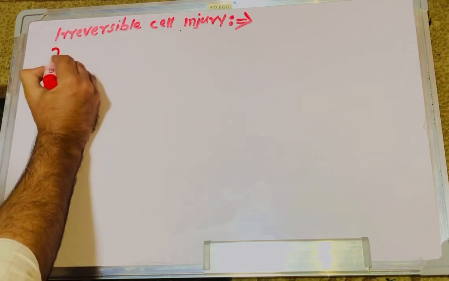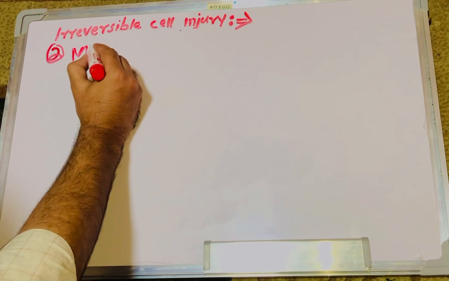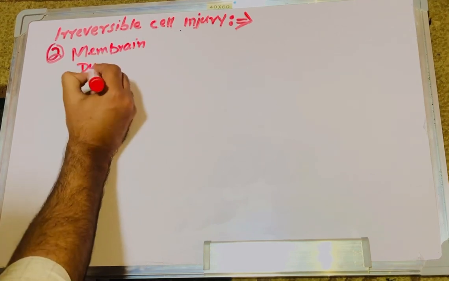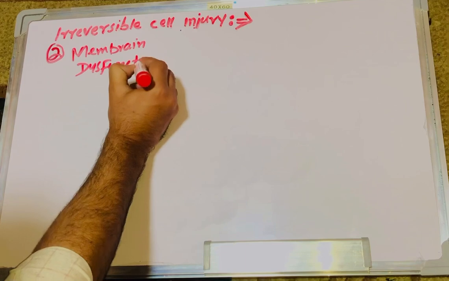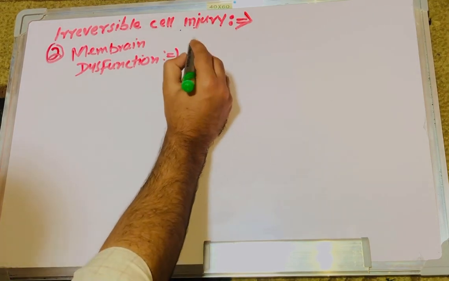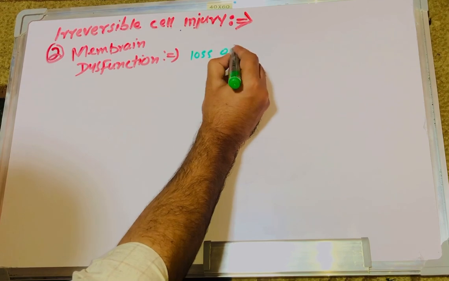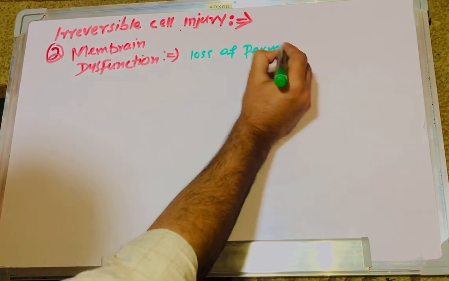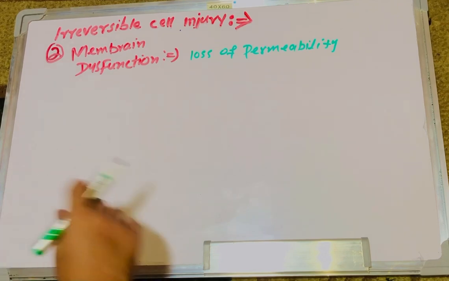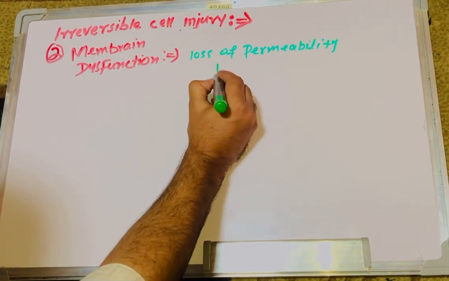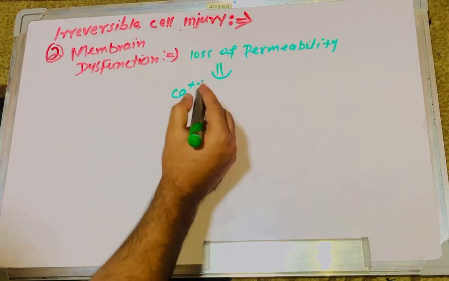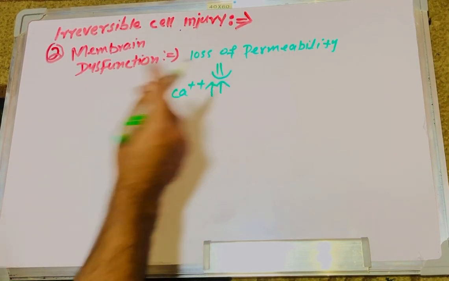Number two is plasma membrane damage. In irreversible cell injury, loss of membrane permeability occurs. Plasma membrane permeability will be lost. When plasma membrane permeability is lost, entry of calcium ions into the cell will occur. Entry of calcium ions means cytosolic calcium will be increased.